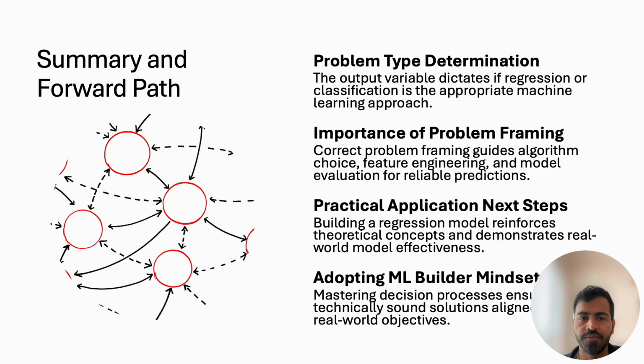So in summary, regression predicts numbers, classification predicts labels. The output decides the ML problem. Choosing correctly is a builder's responsibility. In the next video, we will actually train a regression model step by step. You will see how everything we learn connects. If this feels slow, that is good. Strong fundamentals make AI easy later. So you are learning AI the right way.